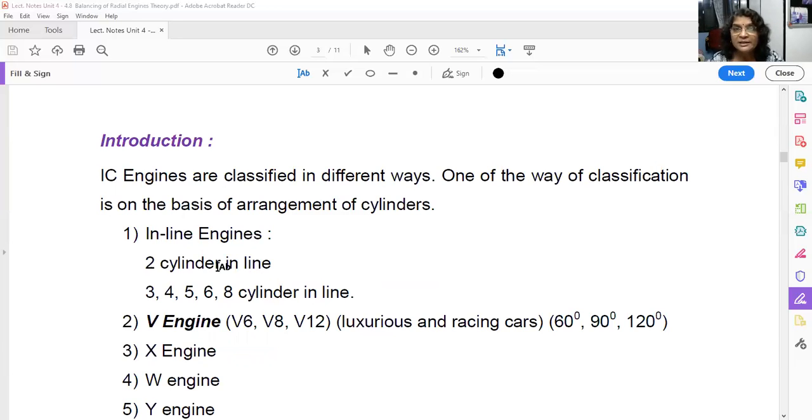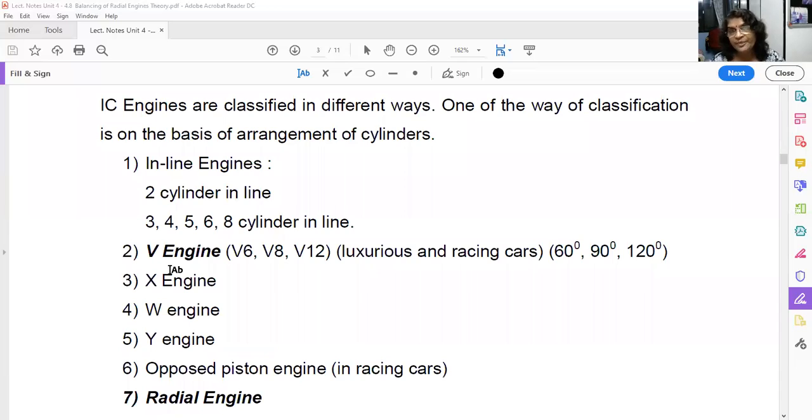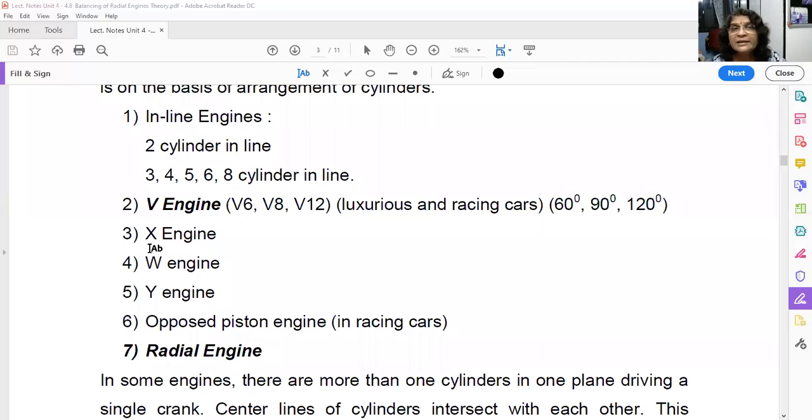Then the second category is the V engine. It may be V6, V8, V12. That means for a 6-cylinder engine, two banks will be there, 3 on one side and 3 on the other side, or 8 cylinders, 4 on one side and 4 on the other, or 12, 6 and 6. These are usually used in luxurious automobiles and racing cars. The angle between the two banks of cylinders may be 60 degree, 90 degree or 120 degree.